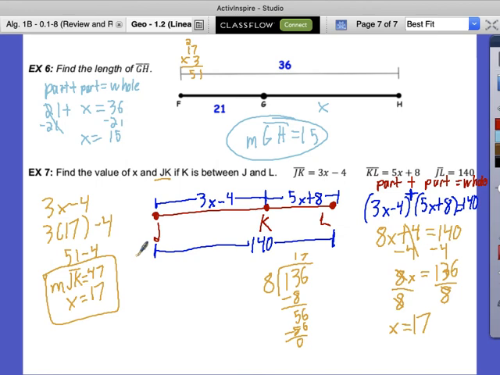Was that a bit of a longer problem? Yeah. That'll happen a little bit more in geometry versus algebra, so our problems might be a little bit longer, okay? Whew, any questions on that?